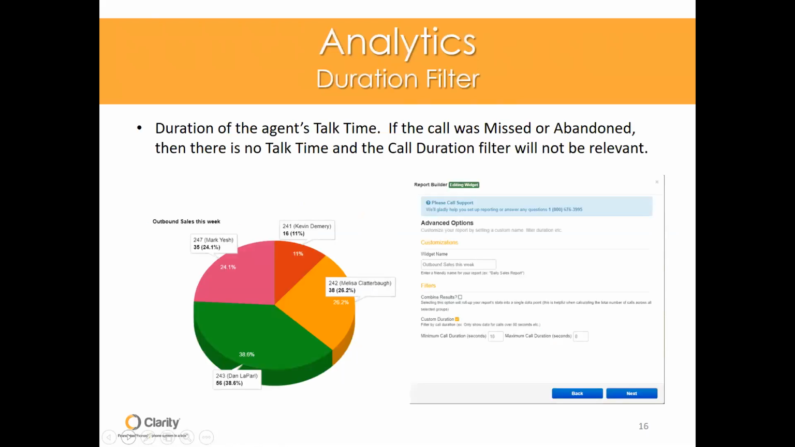All right, the duration filter. This is for outbound. So I did outbound sales calls this week. If you go into the duration filter, what I did is I checked the box and added 10 seconds, because that will get rid of any kind of misdial. Sales might say, I've made 100 calls this week. Well, 50 of them were bad numbers. It'll take all of those out.